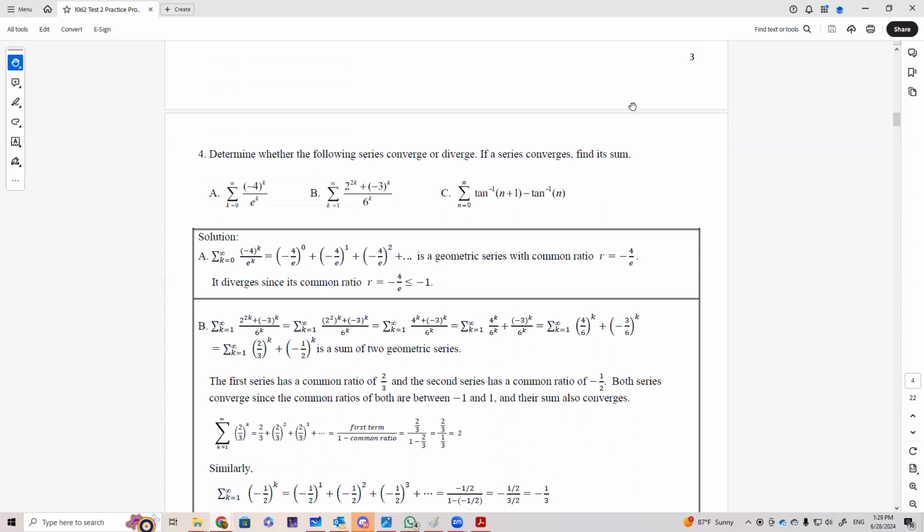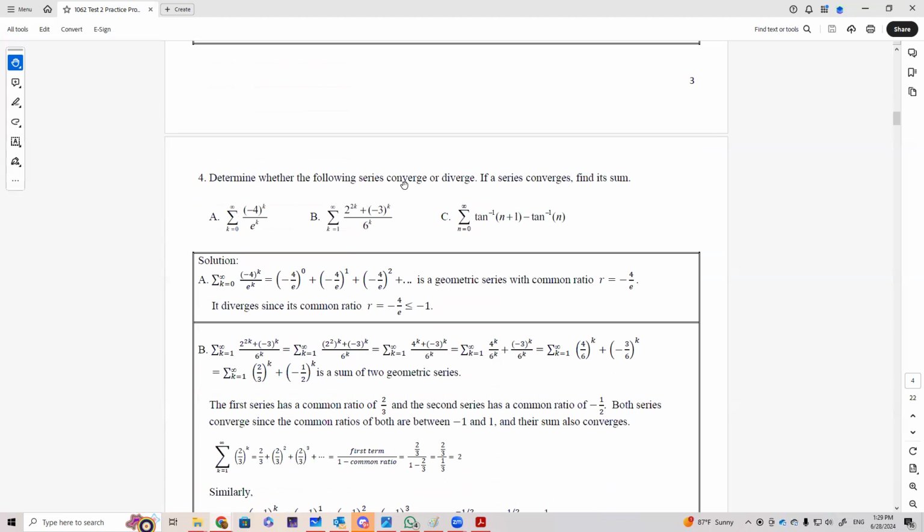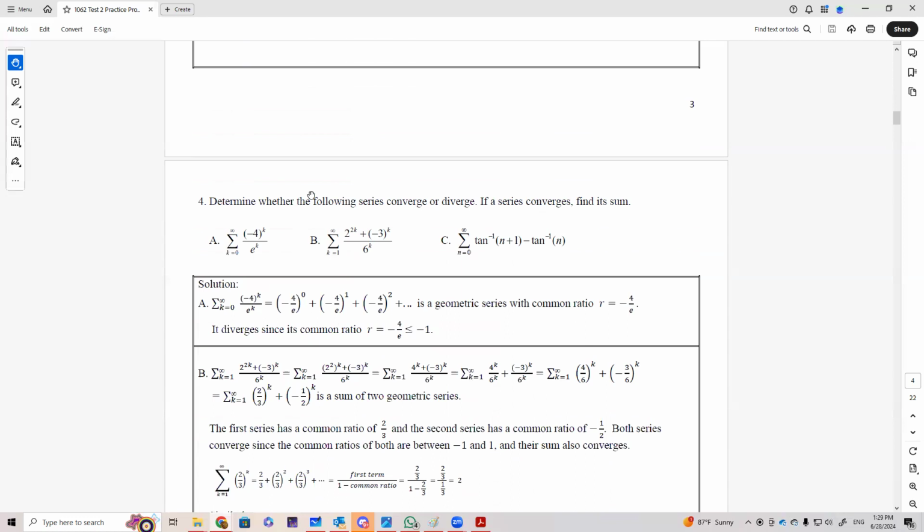Now, we're going to check some more series here, and we're going to determine if each series is convergent or divergent. And if possible, we're going to find the sum. So for example, for the first one, we have a geometric series. We can just write this as minus 1 to the k times 4 over e to the k.